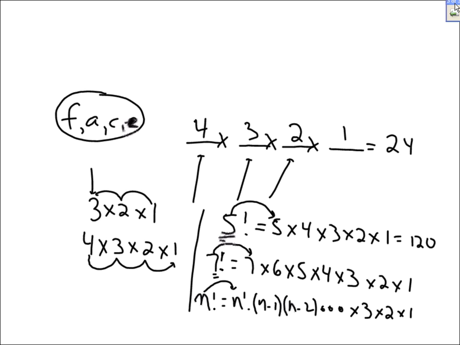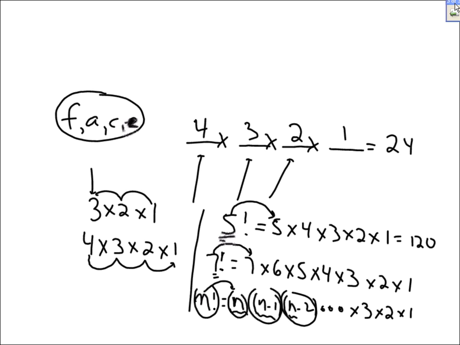If n is 10, you have 10 factorial. Sorry, first of all, there's a typo here. It's n factorial equals n times n minus 1 times n minus 2, etc. If n is 10, 10 factorial is equal to 10 times 9.